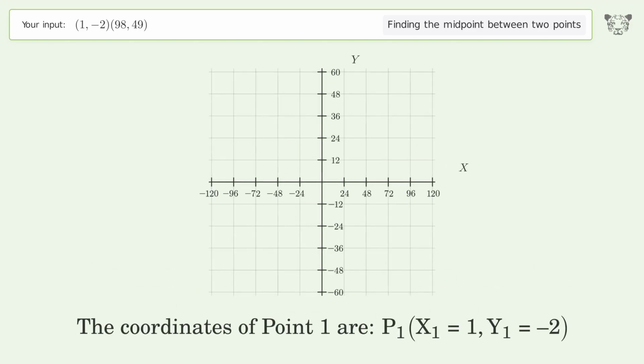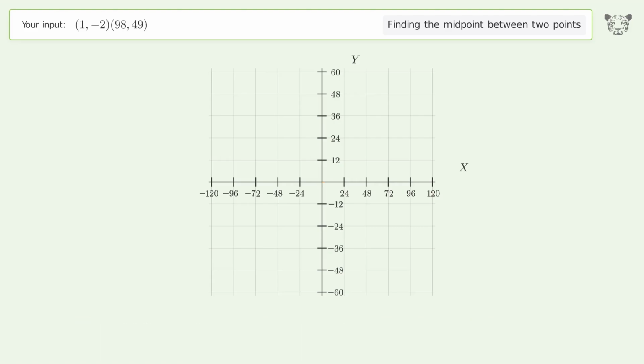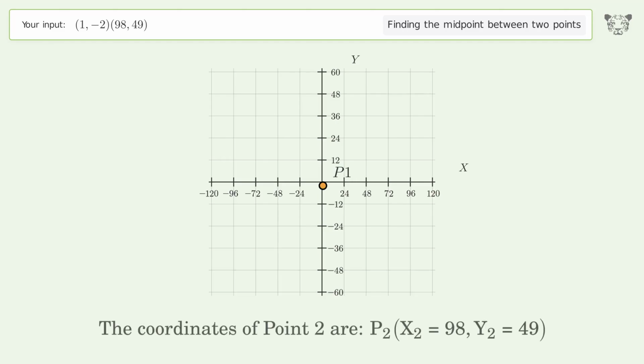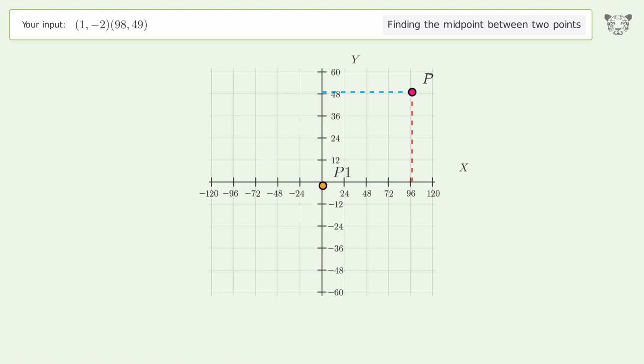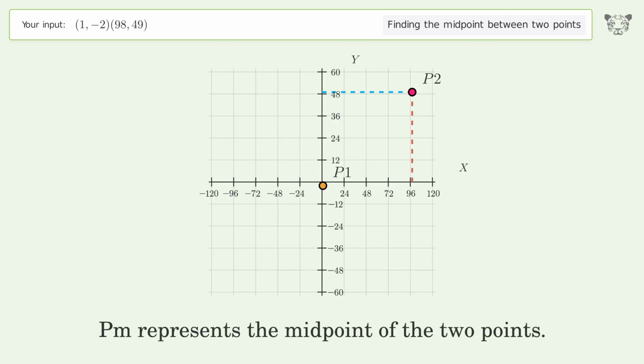The coordinates of point 1 are x1 equals 1, y1 equals -2. The coordinates of point 2 are x2 equals 98, y2 equals 49. PM represents the midpoint of the 2 points.